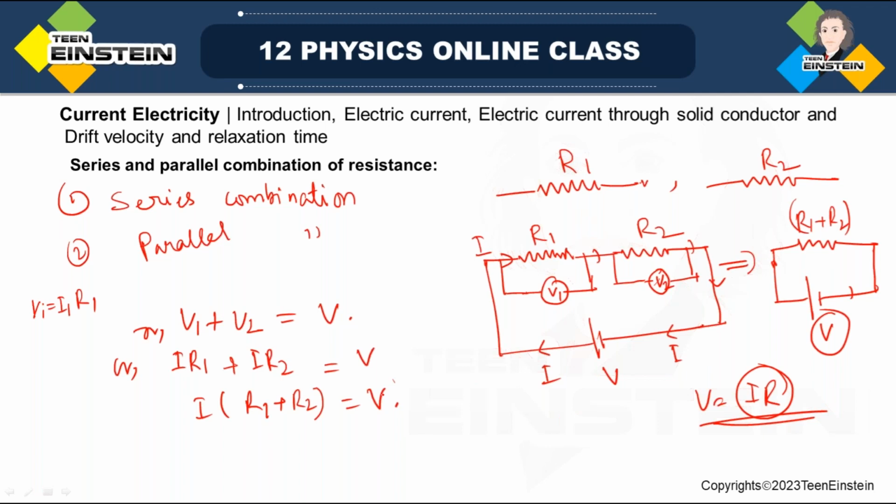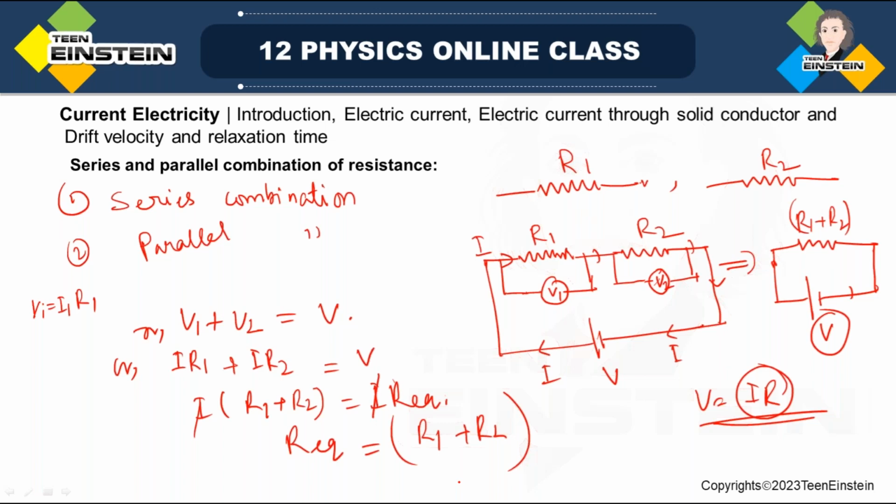So if we put this in place of V, so R equivalent. So I goes off. So we can see R equivalent in case of series combination of resistors, we get equivalent resistance is R1 plus R2. This is in case of series. We'll discuss the parallel combination.